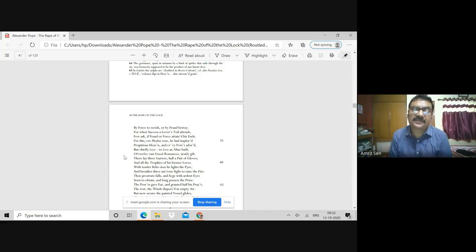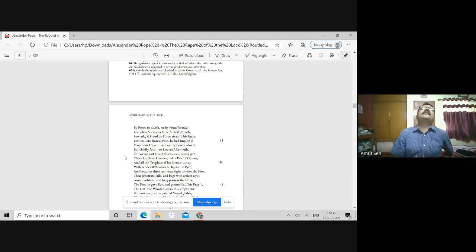Then prostrate falls, so he sort of falls prostrate. He lies down on the ground and begs with ardent eyes, soon to obtain and long possess the prize. Now, you see, it's interesting in the way in which there is a very deliberate undercurrent of sexuality within the poem. Although we are referring to Belinda's beauty, there's also the reference to Belinda's body and the act of possessing that body, right? There's this entire sexual suggestion of the rape, which is always subterranean. Pope never allows it to surface to that degree, but there are oblique references.